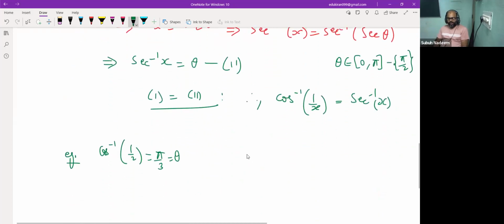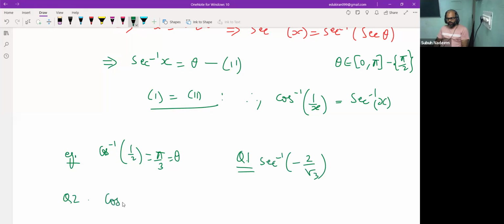So if I give you questions like, let us take sec inverse of minus 2 by root 3, and you can use this property. What is cosec inverse of minus root 2? What is sec inverse 2? So try these three questions first.